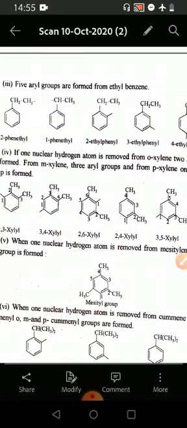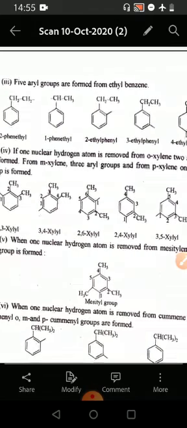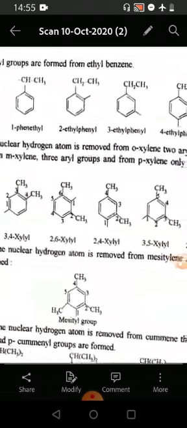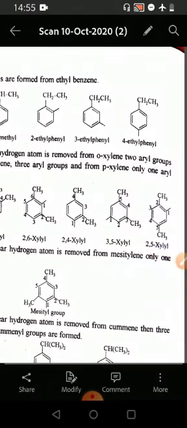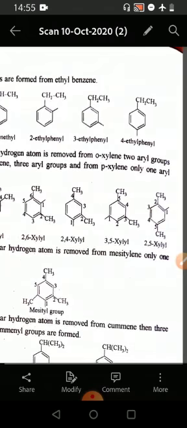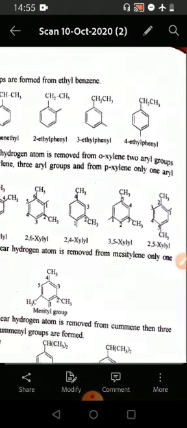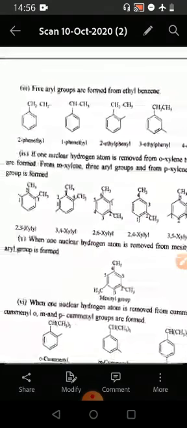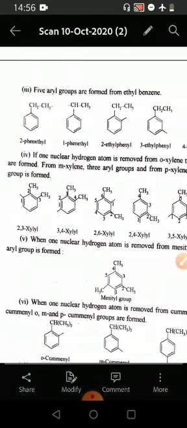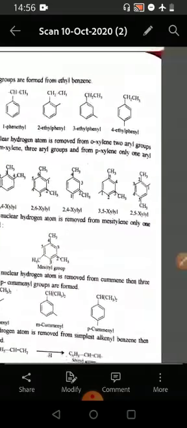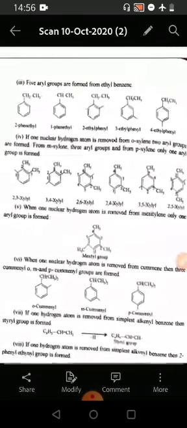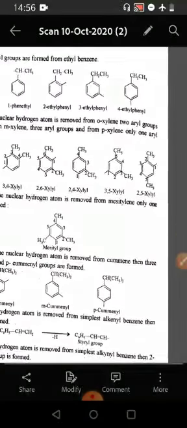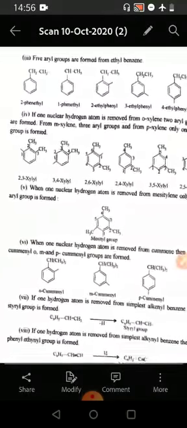If the carbon atom which is attached to the benzene ring has a free valency, then it is known as 1-phenethyl. If the free valency is in the benzene ring, then according to the position of the free valency, it is known as 2-ethylphenyl, 3-ethylphenyl or 4-ethylphenyl. If one nuclear hydrogen atom is removed from orthoxylene, two aryl groups are formed, from metaxylene 3 aryl groups, and from paraxylene only 1 aryl group is formed.